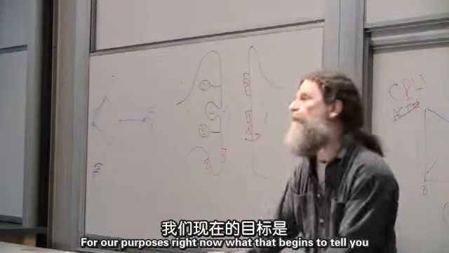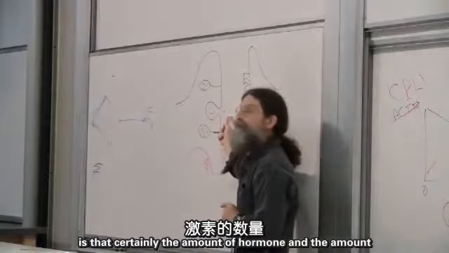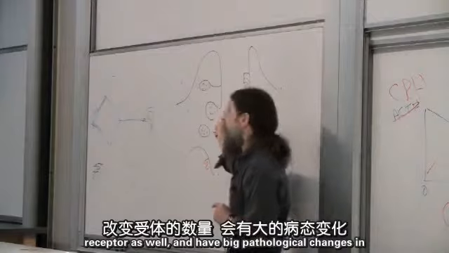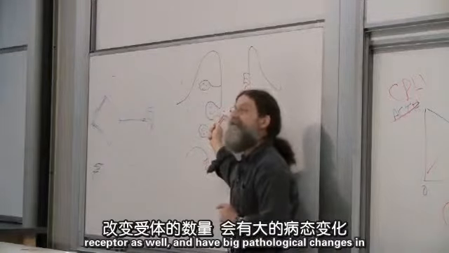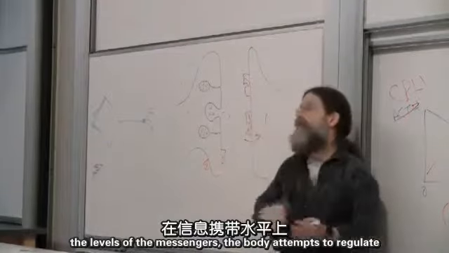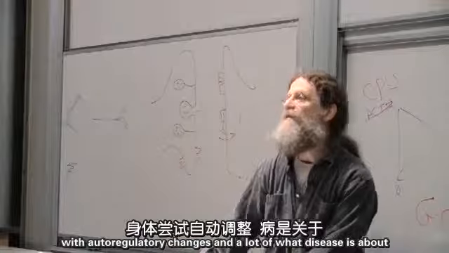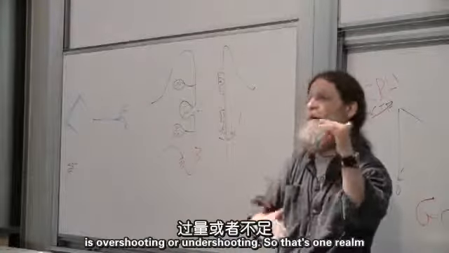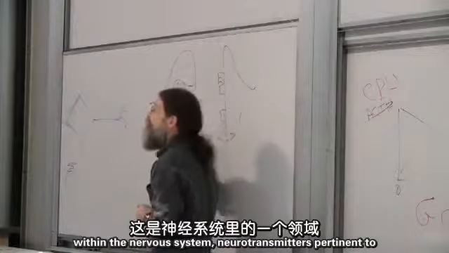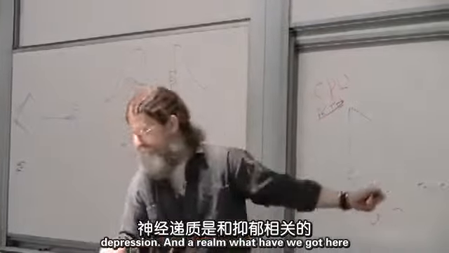For our purposes right now, what that begins to tell you is that certainly the amount of hormone and the amount of neurotransmitter makes a difference, the amount of receptor as well, and there are big pathological changes in the levels of the messengers. The body attempts to regulate with autoregulatory changes, and a lot of what disease is about is overshooting or undershooting. So that's one realm within the nervous system, neurotransmitters pertinent to depression.